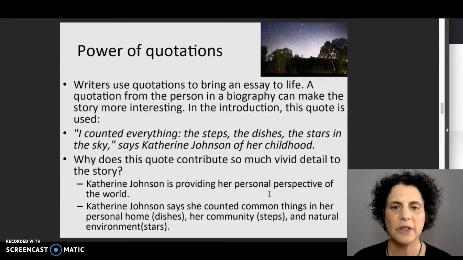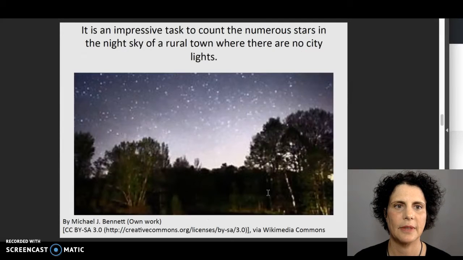Why does this quote contribute so much vivid detail to the story? Katherine Johnson is providing her personal perspective of the world. She says she counted common things in her personal home, dishes, her community, steps, and natural environment, stars. It is an impressive task to count the numerous stars in the night sky of a rural town where there are no city lights.